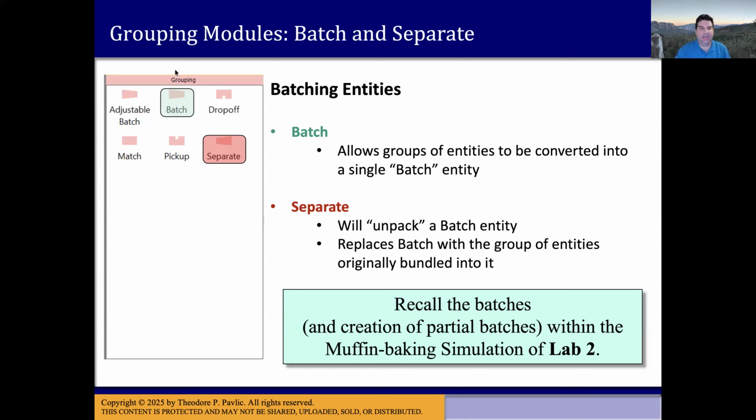Well, you can do that in Arena with the batch module, which assembles a bunch of individual entities into one entity, where an attribute of that entity is basically how many entities are in that one super entity. And then later you can take the super entity in and turn it into all the individual entities so you can separate them up again.